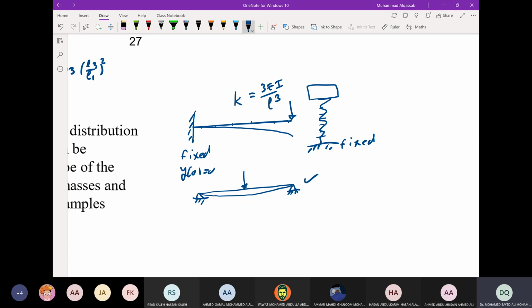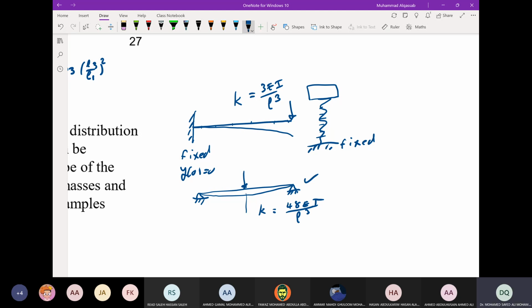I showed you this, and this has a stiffness at, if you place the mass here at the middle, this will give you a stiffness K equal to 48 EI over L cube. And the spring also has a stiffness, either by the design equation or by Hooke's law.